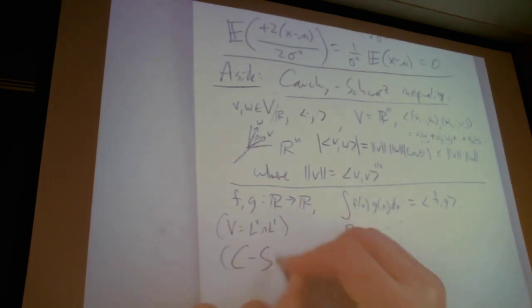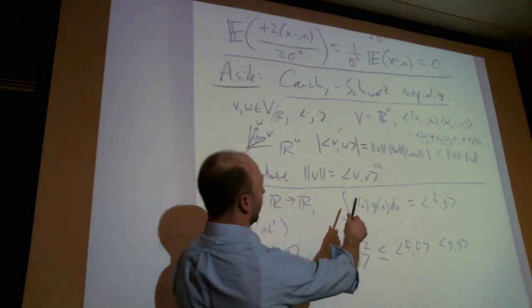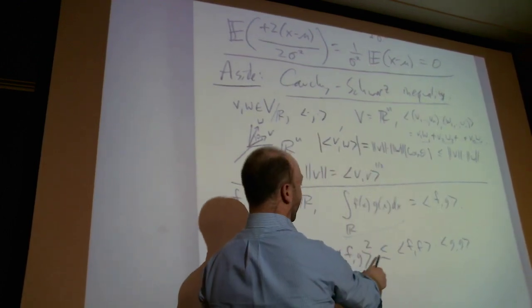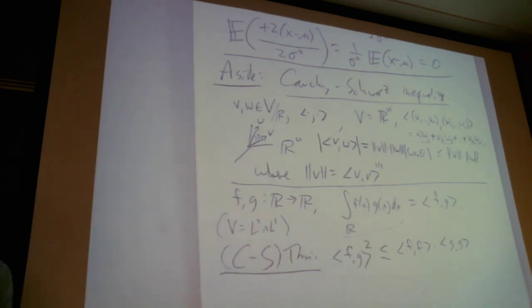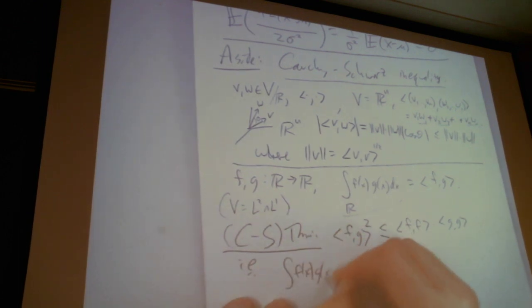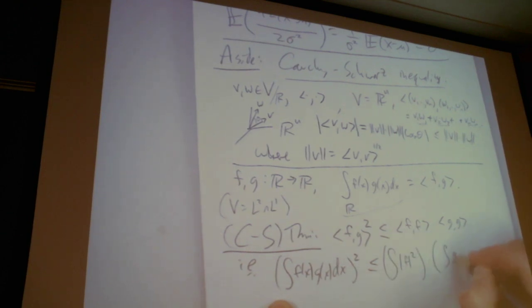Okay? And the Cauchy-Schwarz inequality, this is a theorem, is that the inner product of f and g, let's write it in the form with squares, is less than the inner product of f with itself times the inner product of g with itself. Remember, these were the inner product of v with itself square rooted and the inner product of w with itself square rooted. If I square both sides, I don't have to put square roots here, although you could just as well. Let's unpack what this says, i.e., the integral of f of x g of x dx, squared, is at most the integral of f squared times the integral of g squared.